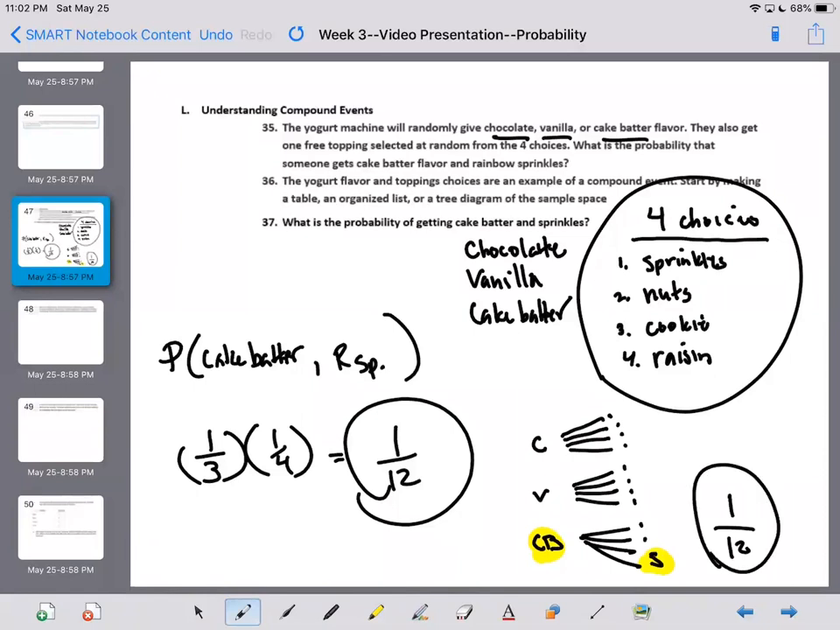Well, you can also get that shorthand by figuring out the probability of your cake batter, which is 1 out of 3. The probability of getting sprinkles is 1 out of 4. You're using the counting principle of 3 times 4 to give you the total sample space, and then there's only one of those items that you want, so it would be 1/3 times 1/4, which would be 1/12.